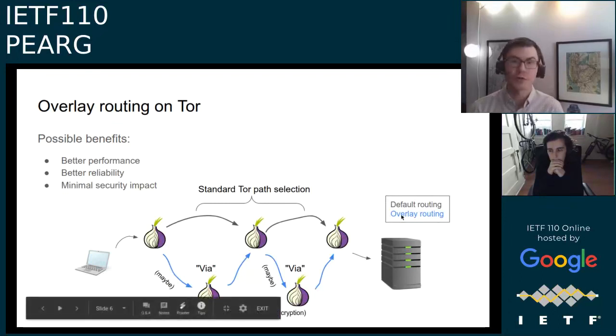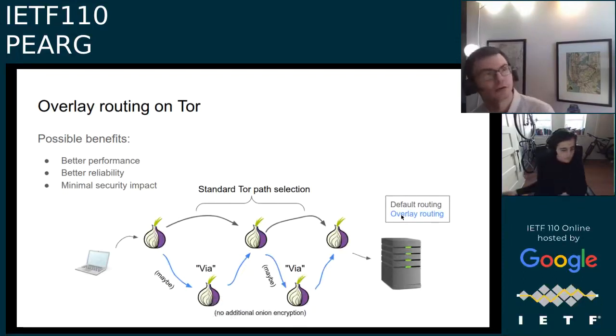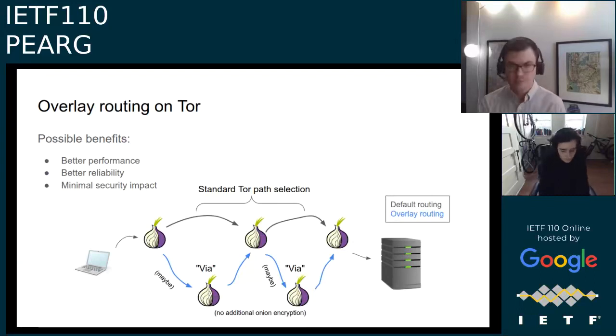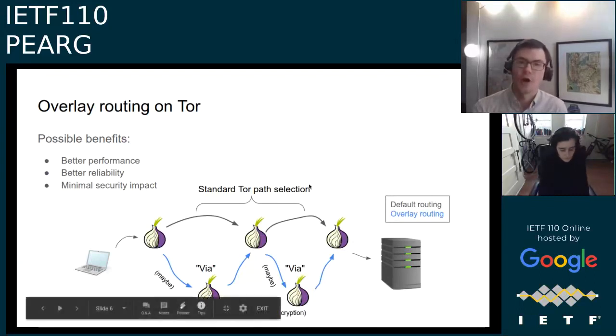And so again, importantly, there are many other orthogonal proposals to alter Tor path selection for reasons of either security or performance, and we are not proposing any changes to that. We're also not adding additional encryption hops. We're just adding additional hops for routing.